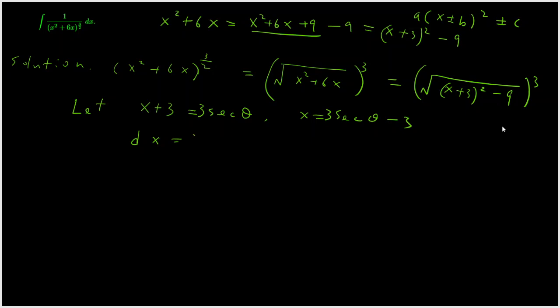I think we have 3 times secant of theta and then times tan of theta, the derivative of secant of theta, and then times d theta. I think I got the differential right. After that, we compute the whole radical. Okay. Now the whole radical in the first step.